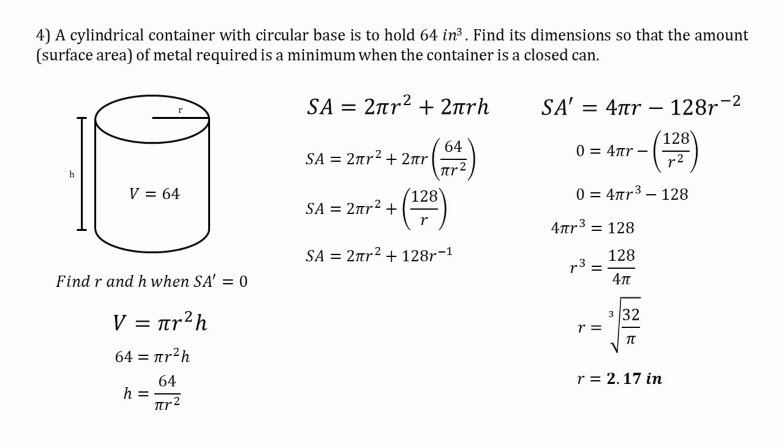Next, let's use the derived formula for height. Substitute the calculated radius. We get h equals 4.34 inches. To sum up, the amount of metal required in a closed can is at minimum when the radius is about 2.17 inches and the height is about 4.34 inches.